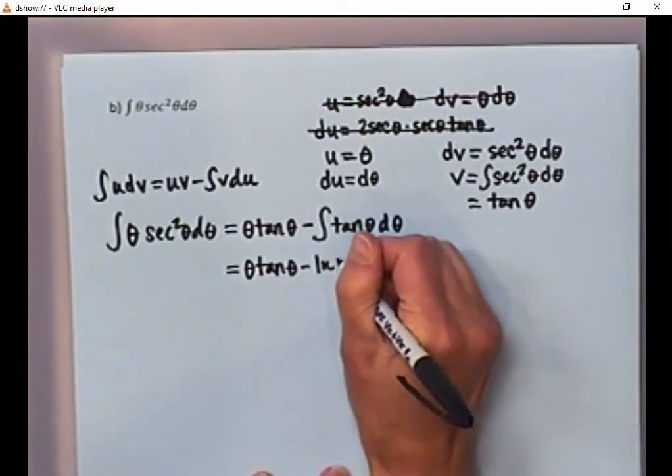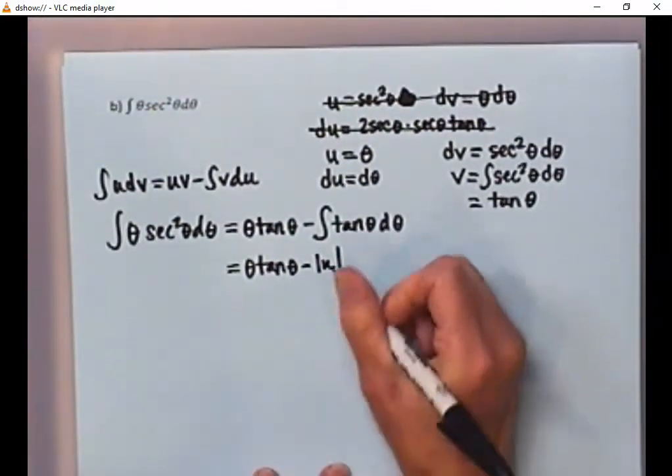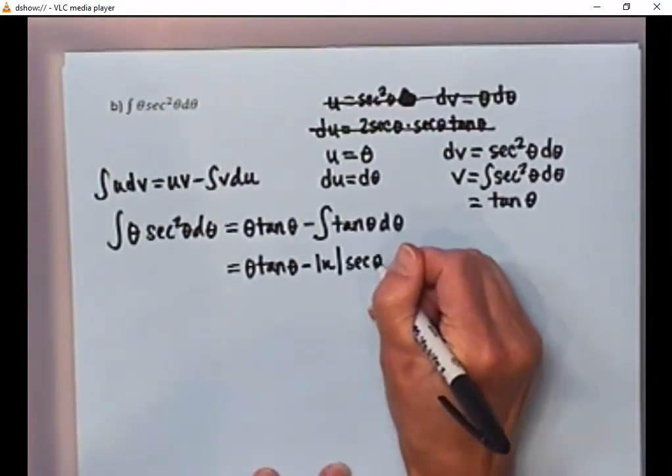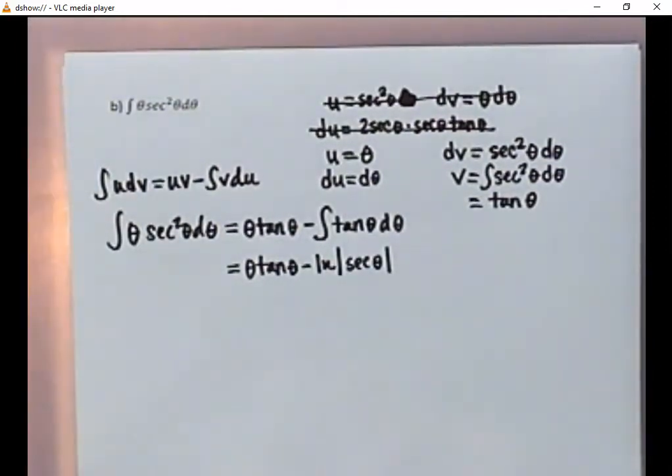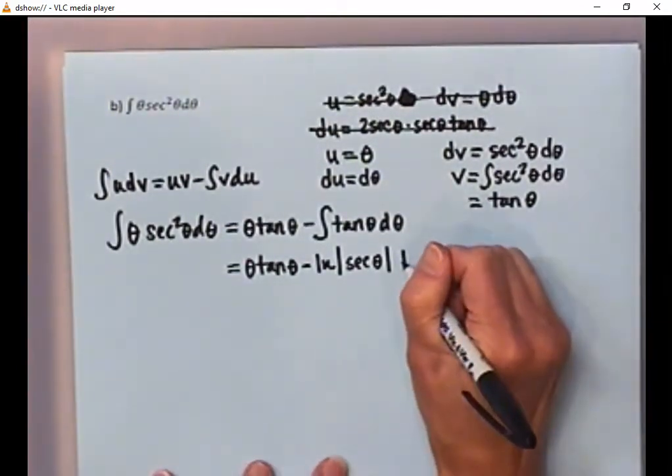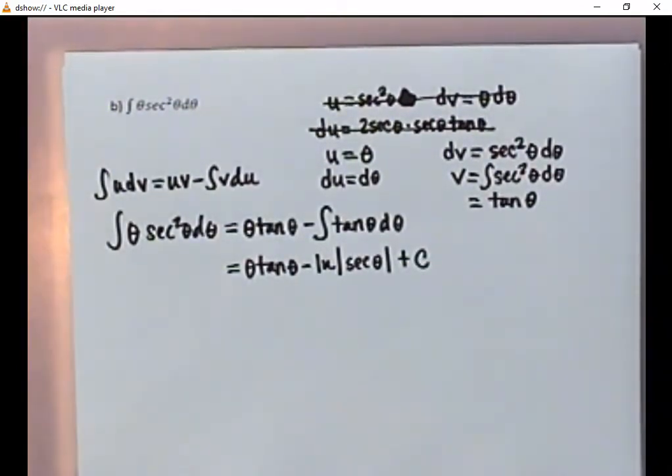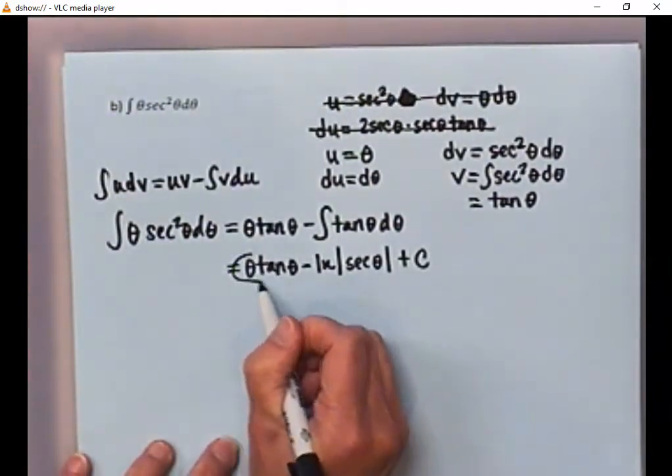Natural log of secant theta. That's exactly right. Yep. So you may have to look that up, but the integral of tangent is natural log of the absolute value of secant theta. And then we'll put on the plus c. Good. So that's exactly right.